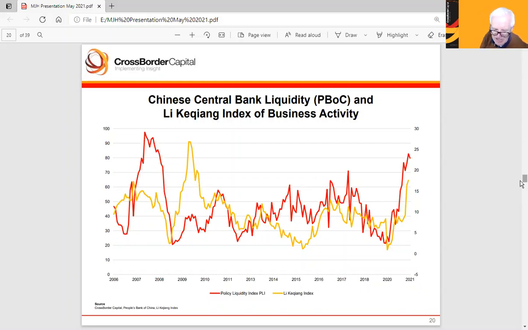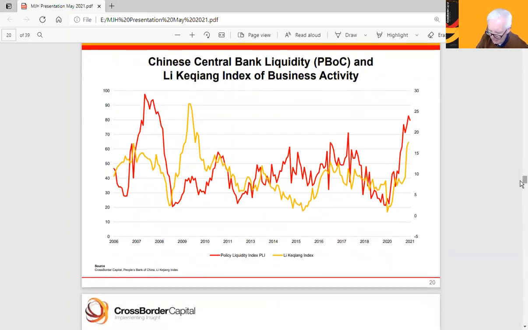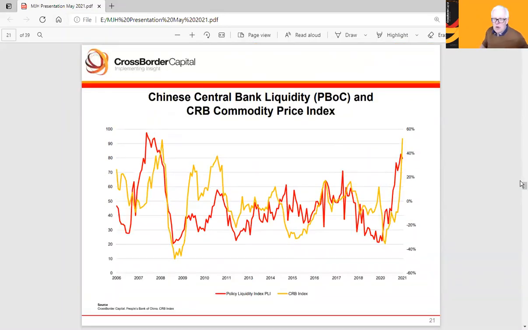And you can see that that actually is following the policy liquidity index quite closely. The one period where there was a disconnect, which was in 2008, 2009, was actually the period where China engaged in huge fiscal spending, which explains why that yellow line went up and the red line maybe didn't so much. If you want a further gauge of that, if you don't believe that the Li Keqiang index is representative, look at this one, which is the same data, the policy liquidity index again, and we've put on that the CRB commodity index year-on-year change.